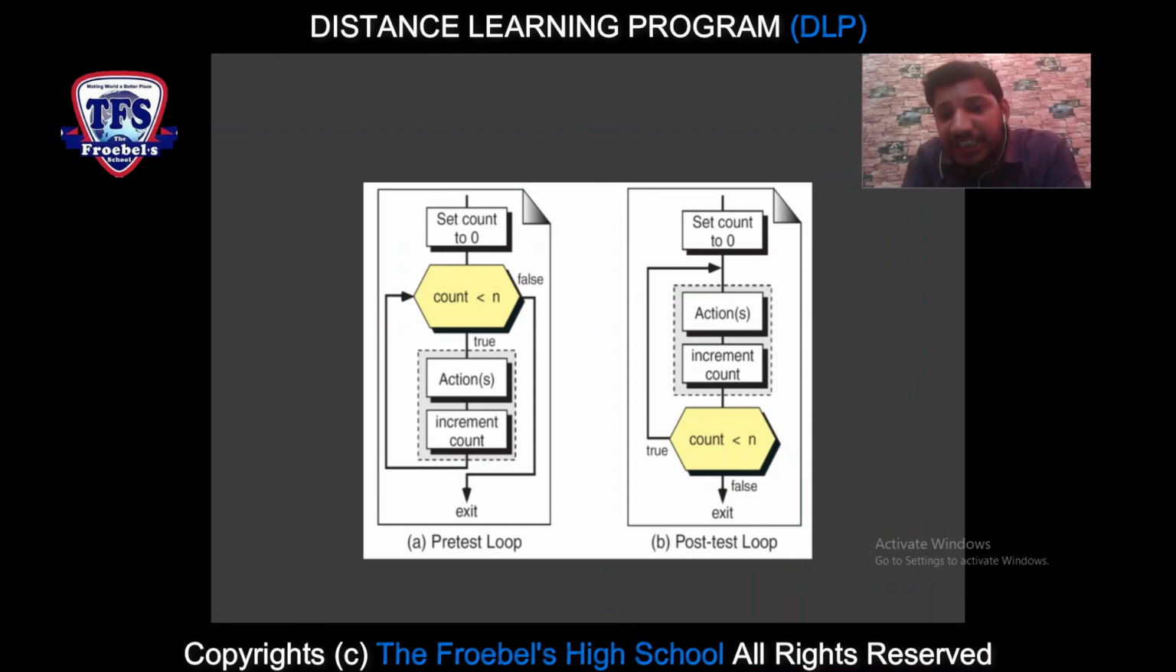Whereas in the post-test loop, just after assigning 0 to the count variable, it will increment the count first, and it will keep incrementing until the count value is greater than n. Before checking the condition in the post-test loop, it will increment the count. Whereas in the pre-test loop, it will check the condition, then it will do the increment in the count. Okay, so this is the basic difference between the pre-test loop and the post-test loop.